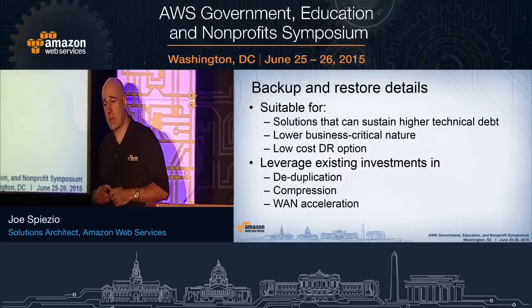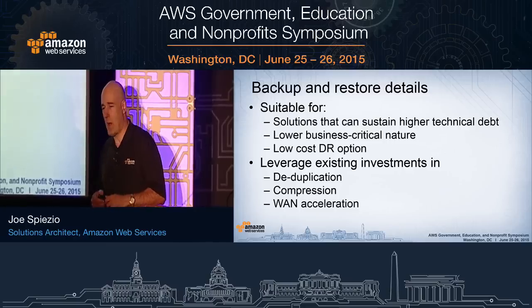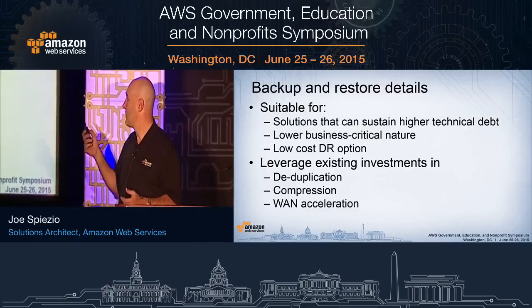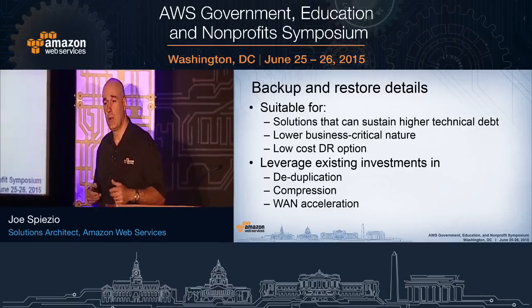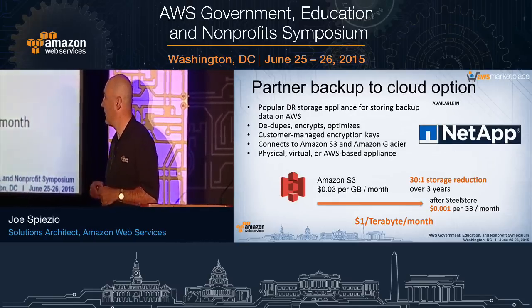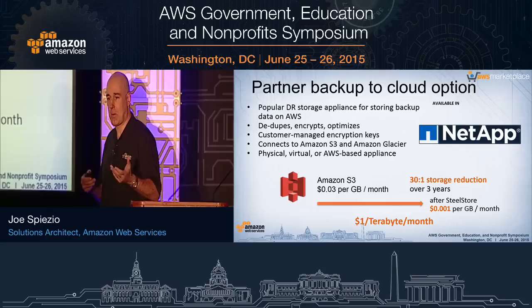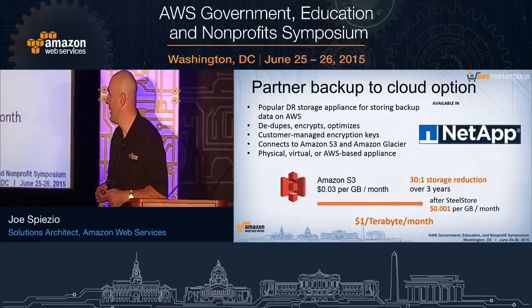You can leverage your existing environment as well. If you've got investments in things that can do dedupe, compression, and WAN acceleration, et cetera. Some of our partners who do this include NetApp, who's a very good partner. They have a product called AltaVault, formerly known as SteelStore, which can help do this as an appliance, again, along with our Storage Gateway and several other partners that can participate with this.